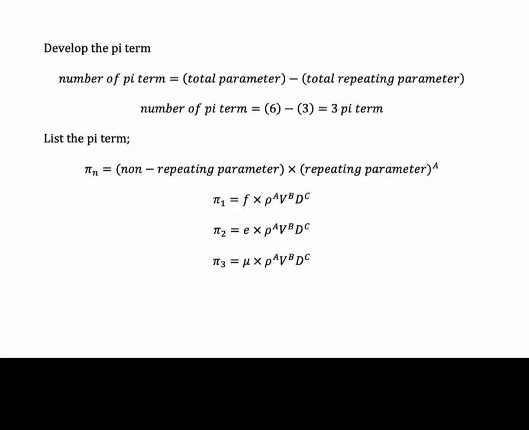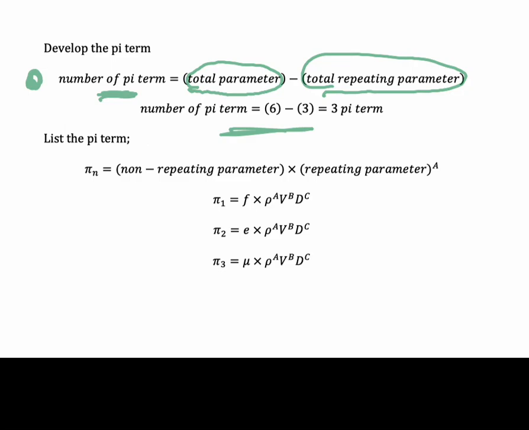Then you need to develop the pi terms. How do we know how many pi terms we need to develop? The idea is very simple: the number of pi terms is the total number of parameters minus the total number of repeating parameters. In this case, we have a total of 6 parameters, and we have 3 repeating parameters. After you deduct 6 minus 3, you will get 3 pi terms. So you need to develop 3 pi terms as this one.